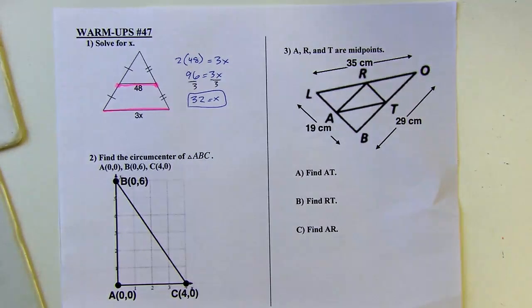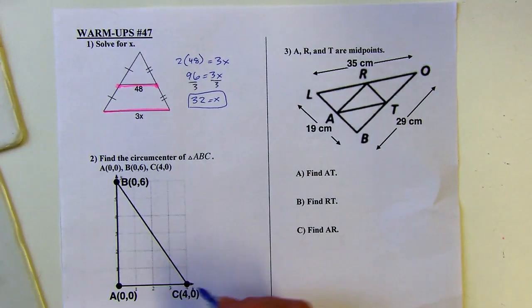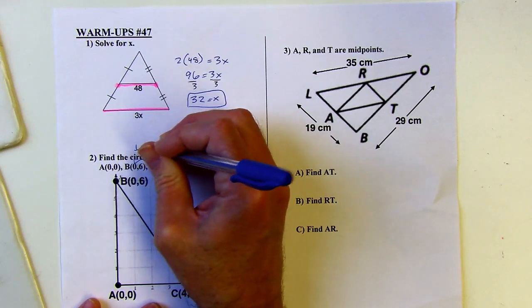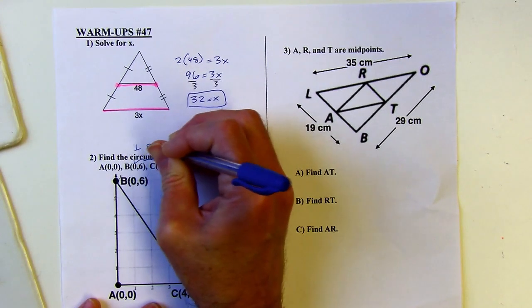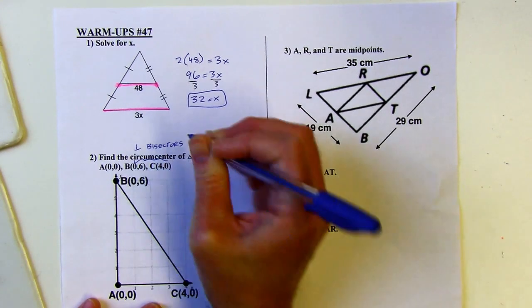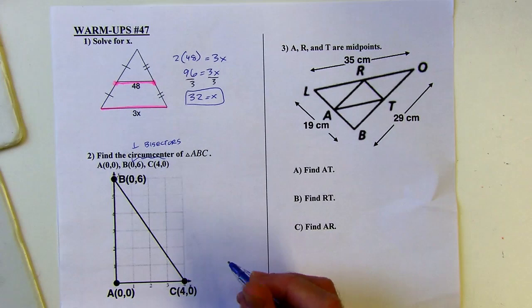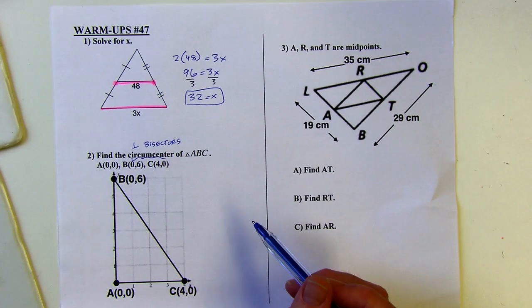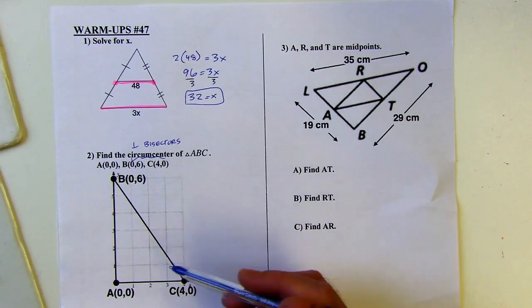Okay. All right. Next up, let's find the circumcenter. So this is going to be where the perpendicular bisectors meet. You can find all 3 perpendicular bisectors, but you really only need to find 2 of them because all 3 of them are going to meet in the same point.